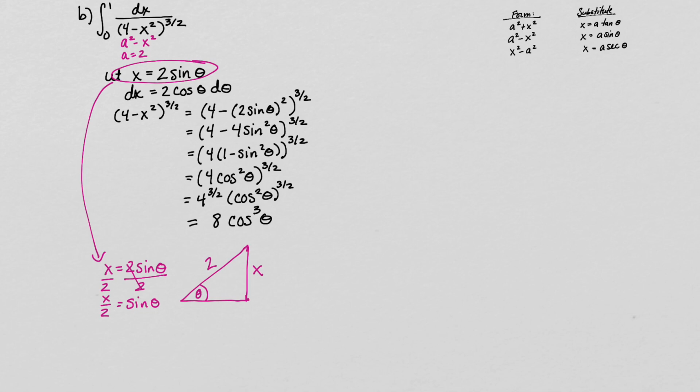And if you use the Pythagorean theorem, a squared plus b squared equals c squared, we're going to have a squared plus x squared equals 2 squared. So a squared plus x squared equals 4, or a squared is going to be 4 minus x squared, which means this part here is going to be the square root of 4 minus x squared. Questions?